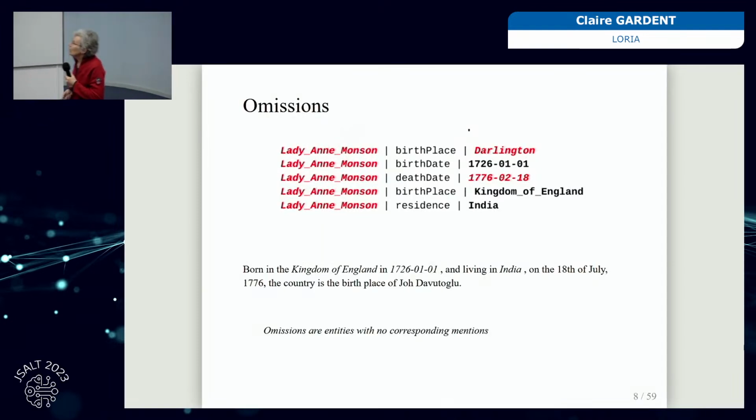So here is an example of omission. Here you have a linearized graph, so it's a set of triples, as I said. The entities in red are the entities that are not mentioned in the generated text. So in the input you have six different entities, but in the generated text only three of these entities are actually mentioned. In the rest of the talk, omissions are basically entities in the input graphs that are not mentioned in the generated text.